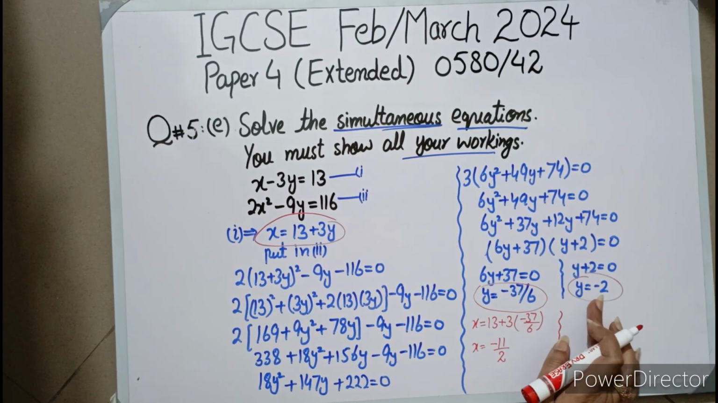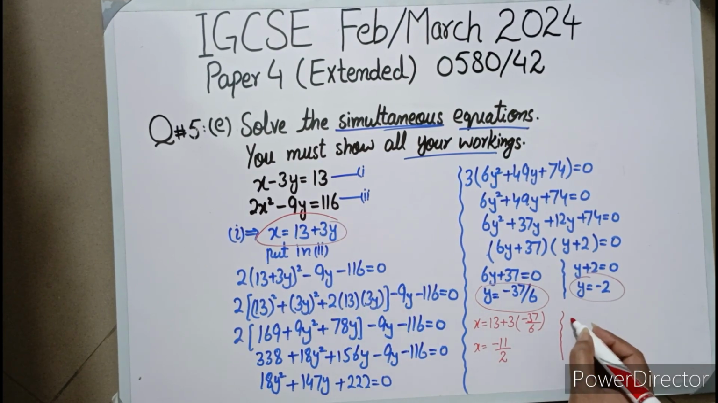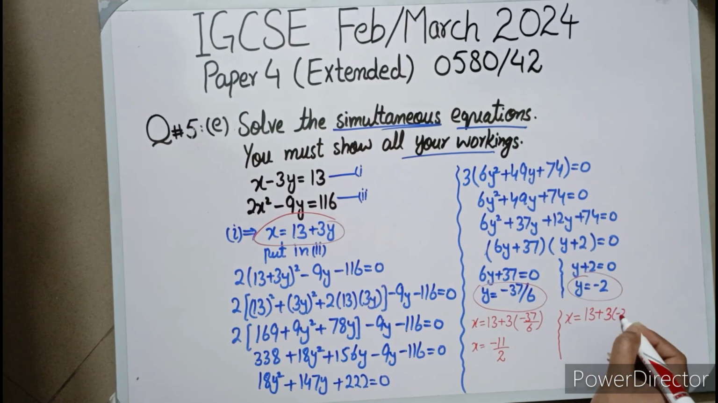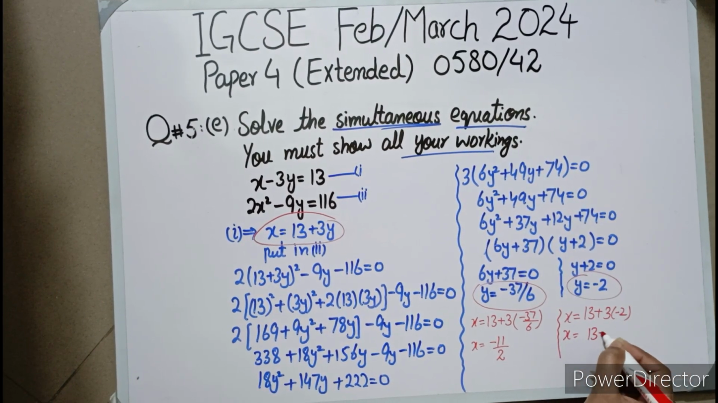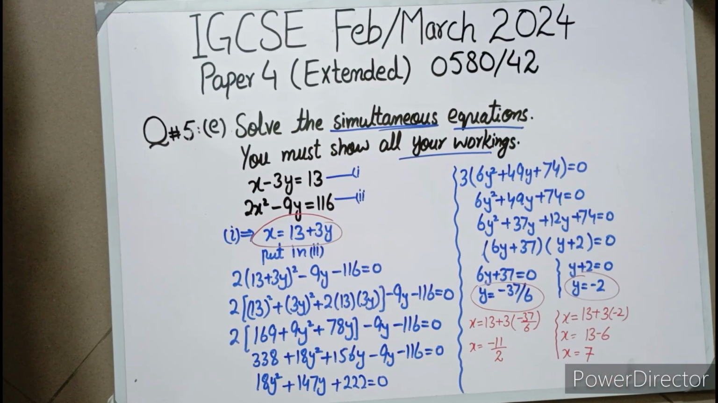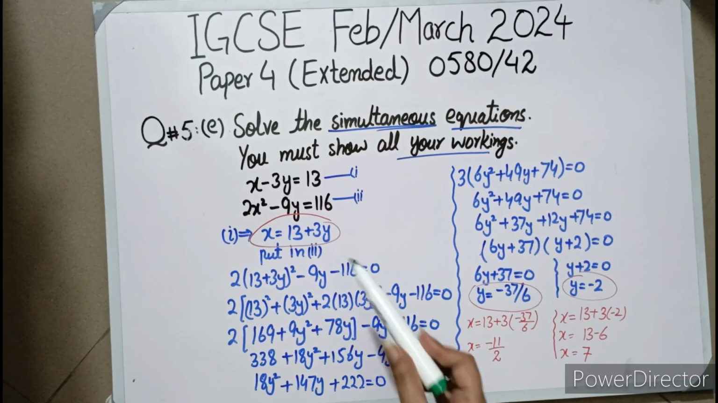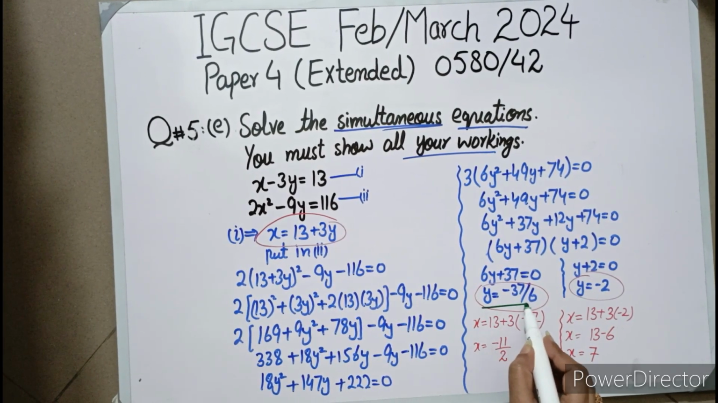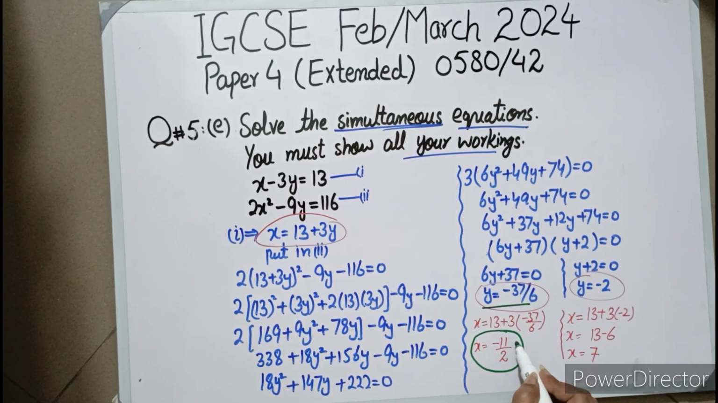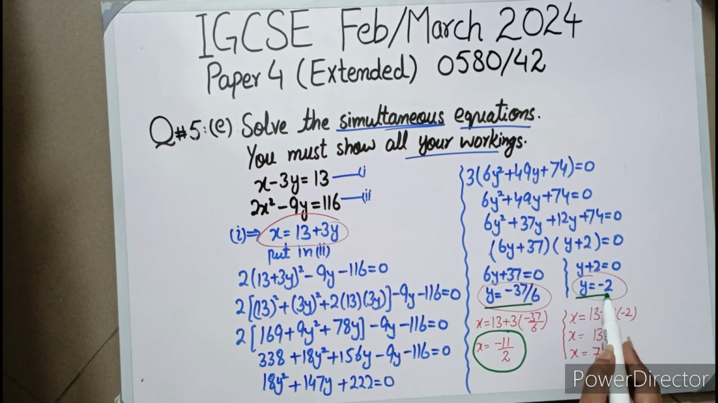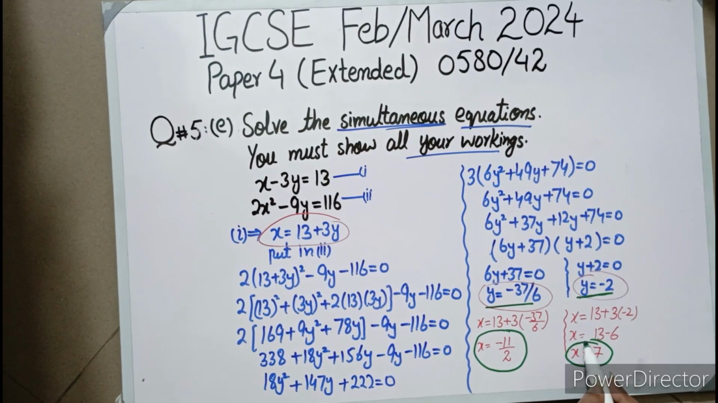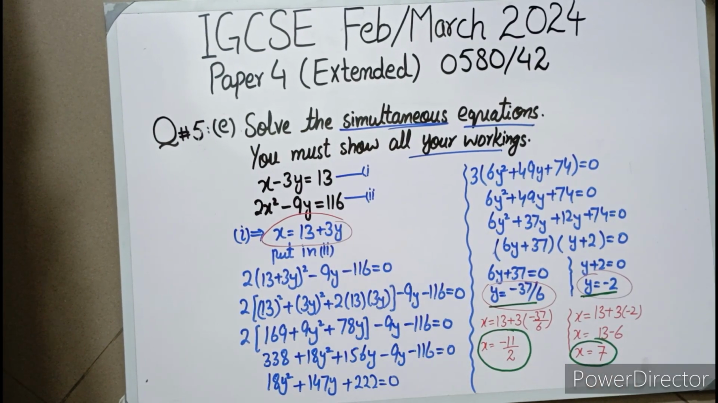In the same way, you have to put y equal to minus 2 in this expression. x is equal to 13 plus 3 into minus 2. x is equal to 13 minus 6, and here you get 7. These are the solutions of this simultaneous equation. When y is minus 37 by 6, you will get x as minus 11 by 2. And when y is equal to minus 2, the result of x will be x equal to 7. This is basically the solution of these two simultaneous equations.